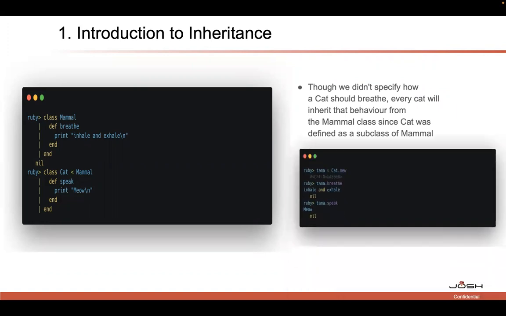Okay. So now if you create an object of Cat, like tama = Cat.new, this is how you create an object in Ruby. And if you see tama.breathe, you will see this method is accessible from an object of the Cat class. It has printed inhale and exhale. Similarly, if I do tama.speak, you can see that this is also accessible and your output is meow. So this is how the parent class method gets inherited in the subclass.